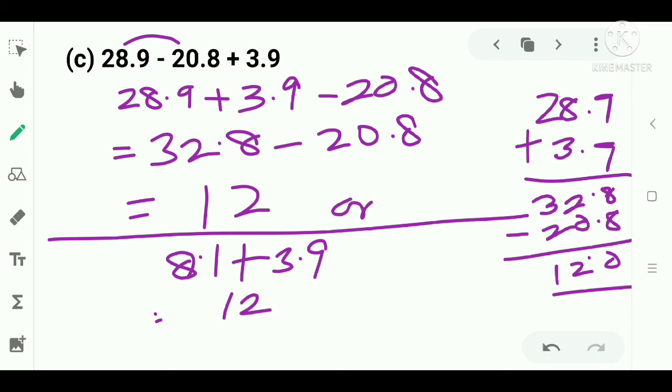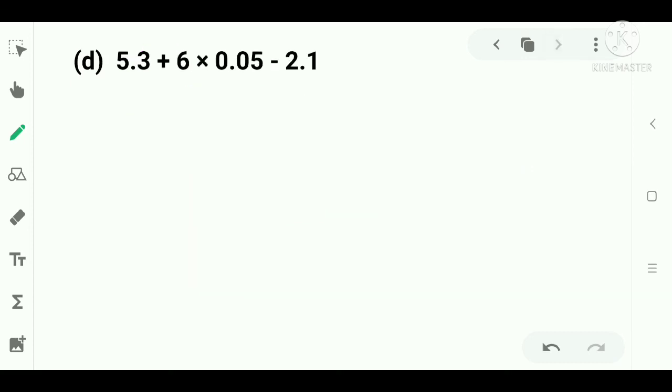Next question, students, D part. 5.3 plus 6 multiply 0.05 minus 2.1. Again DMAS applies here. Multiplication we will do first. Ignore the point. So it is 6 multiply 5. 6 5s are 30. Now apply the point. After the point there are 2 digits. So here we will write the point after 2 digits from the right side. So apply the point here.